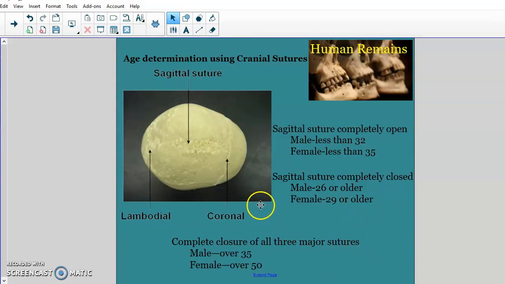And complete closure of all three major sutures in your brain, meaning your brain's not going to get any bigger. Males usually over 35 and females over 50. And so you can see these are huge ranges.